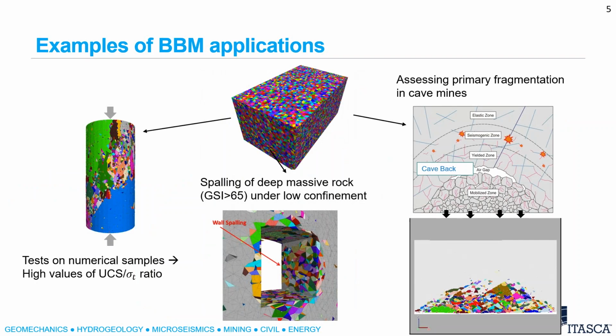So just before starting, I'll give you some examples of application. Here we see, for example, the fragmentation due to spalling mechanisms around a deep excavation. Here we see also a model of a cave back with fragments forming at the cave back and propagating. And we can also use BBM to perform UCS tests on samples, which usually allows us to reproduce high values of UCS to tensile strength ratios.